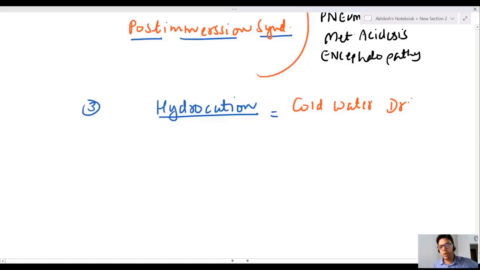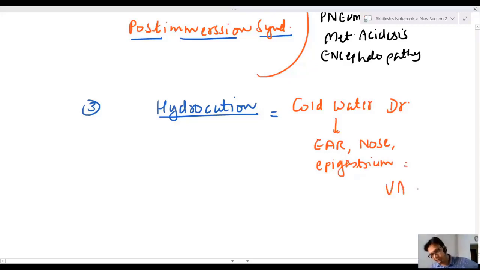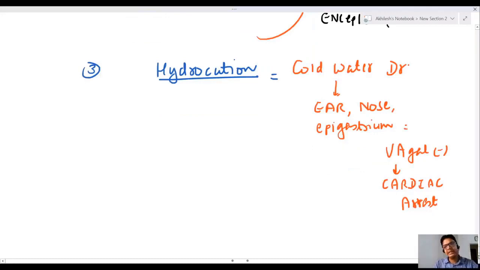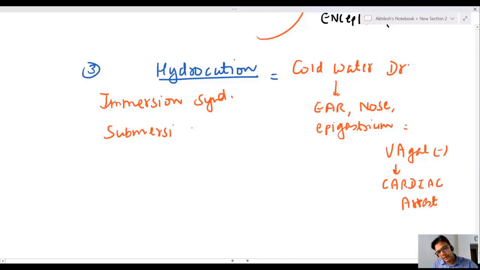Cold water drowning. Where does cold water enter? In your ear and your nose, and strikes the epigastrium. It causes vagal inhibition and cardiac arrest. So here, cold water going into your ear, nose, and epigastrium is known as hydrocution. It is also known as immersion syndrome and submersion syndrome.